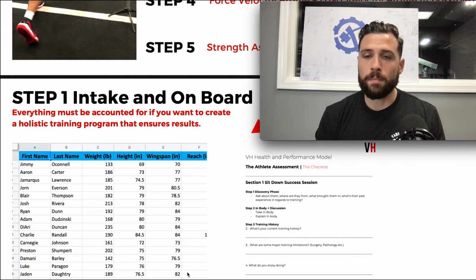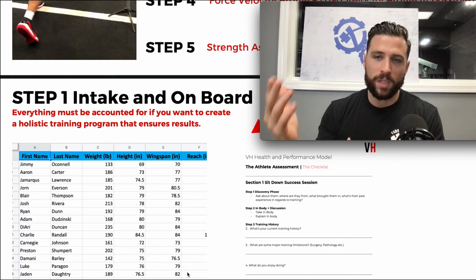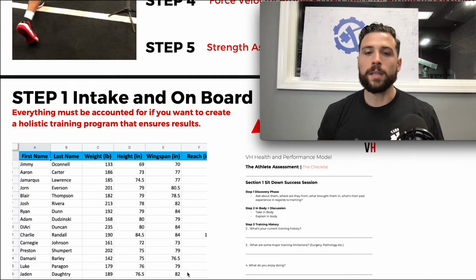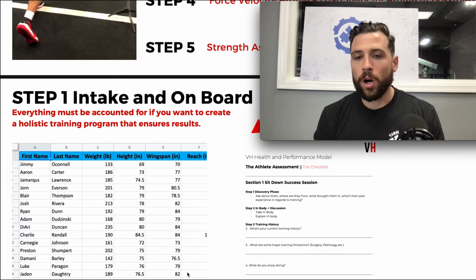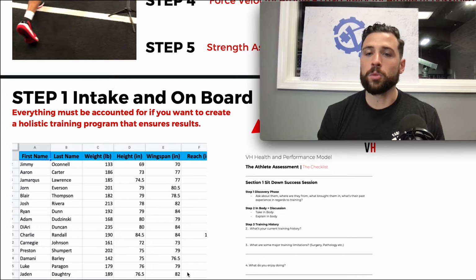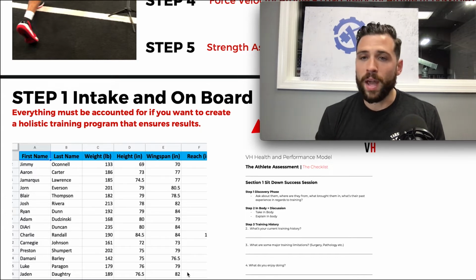We put them on our InBody. If you do not have access to an InBody, you don't put them on the InBody, but you should still go through these steps. Discovery phase: where they are, what brought them in, what's their past experience in regards to training. Step 2, we said the InBody, but you can nix it if you don't have it.